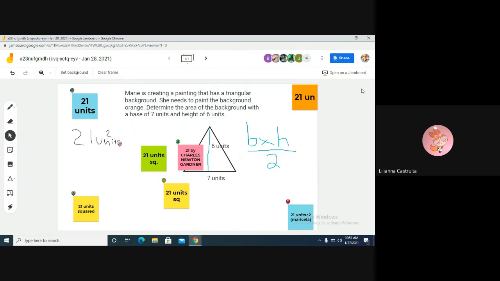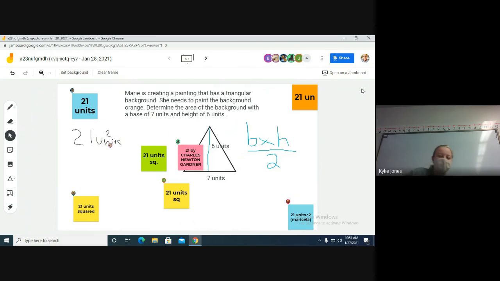All right, it looks like you guys are getting the correct answer, 21. So you would do 6 times 7. What is 6 times 7? 42. And then you just have to divide it by 2, and you get 21 units squared.